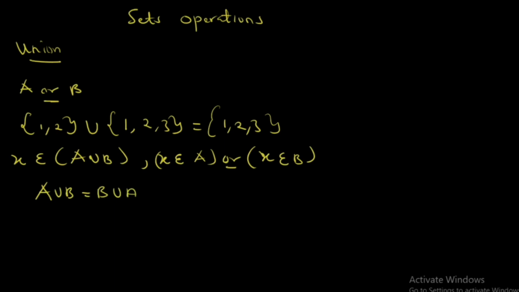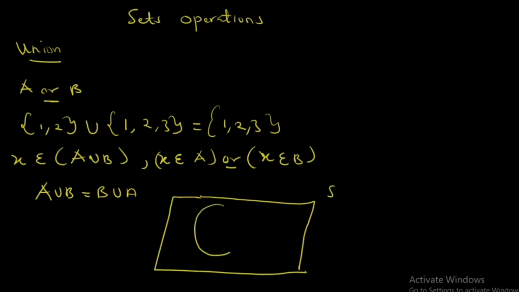So let's see how we can use the Venn diagram to represent the union of sets. We have our rectangle, which represents the universal set, and we have this. This is set B and this is set A. So for A union B on the Venn diagram, it's going to be the whole portion of this. In this case, this represents A.